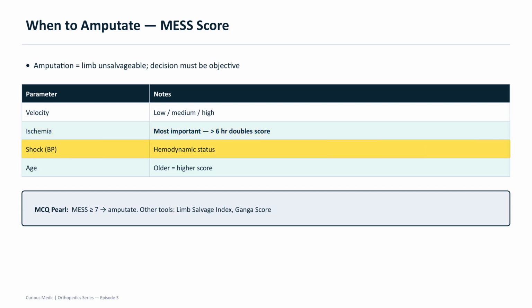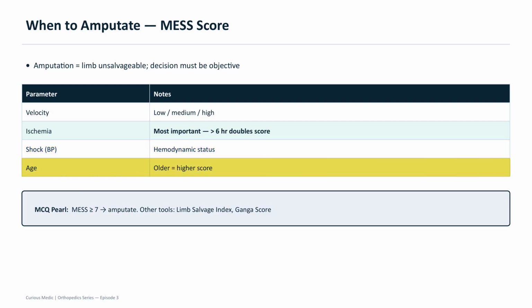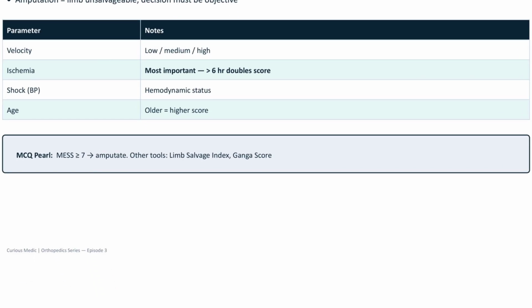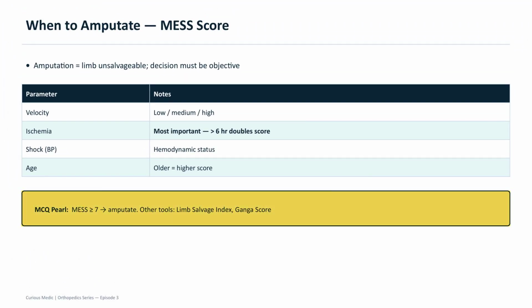The shock status, the patient's hemodynamic stability, and the age of the patient. Older patients score higher. If the MES score is 7 or more, amputation is indicated. Other objective tools you should know are the Limb Salvage Index and the Ganga score.